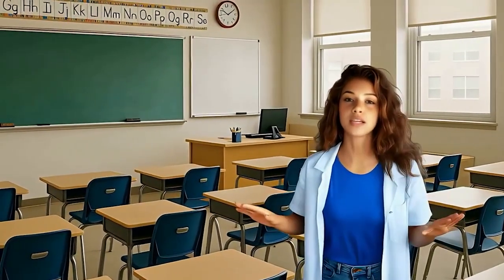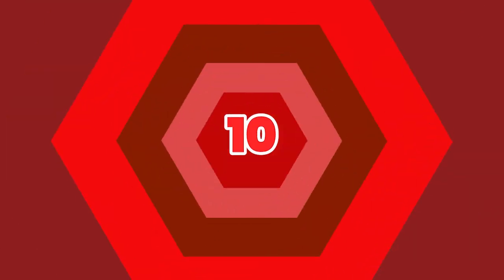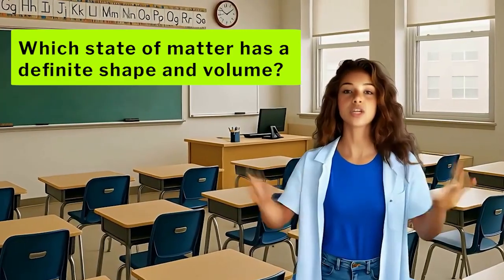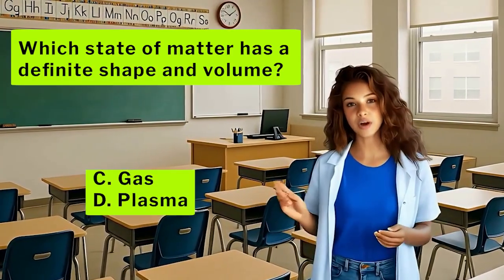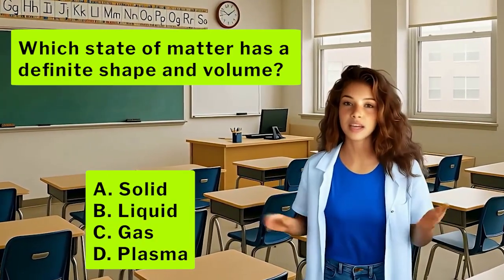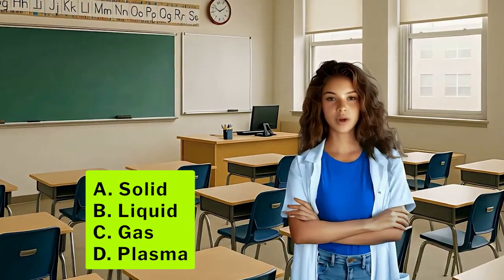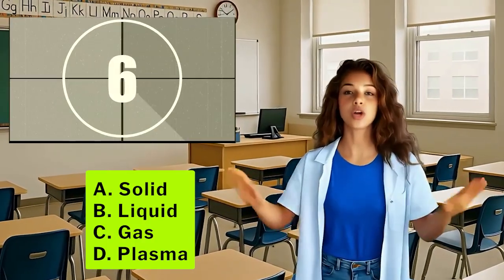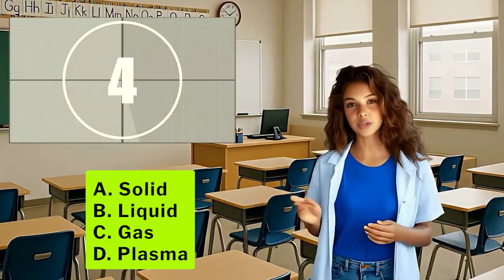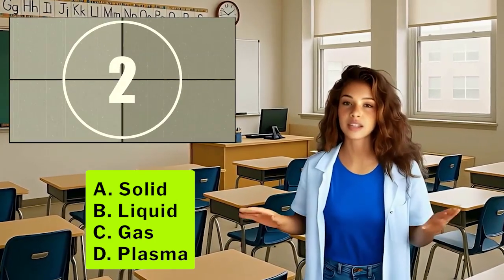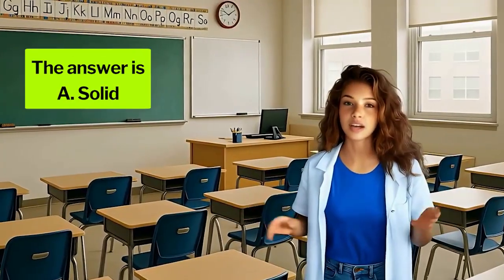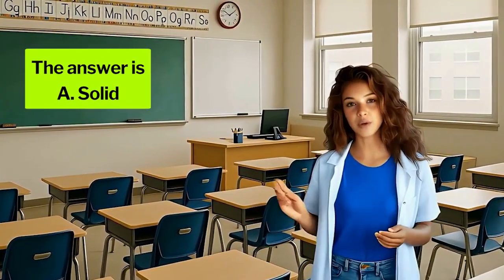Up next, you guessed it, the 10th one. Question 10. Which state of matter has a definite shape and volume? Choices are A, solid, B, liquid, C, gas, or D, plasma. You have 6 seconds on the clock. Did you know? Water is the only substance that naturally exists as solid, liquid, and gas on Earth. Time's up. The answer is A, solid. I hope you put in a solid effort for that one.